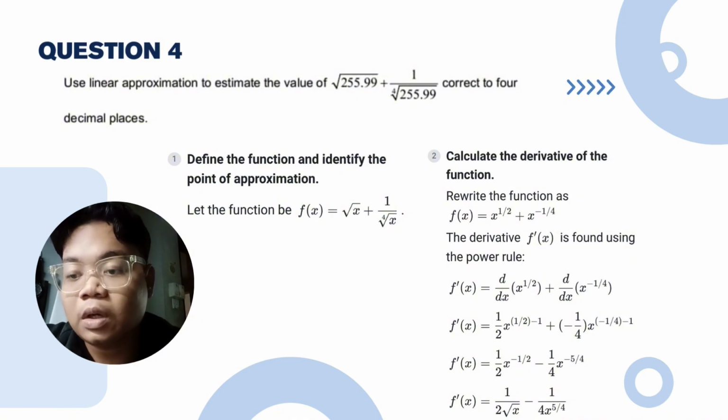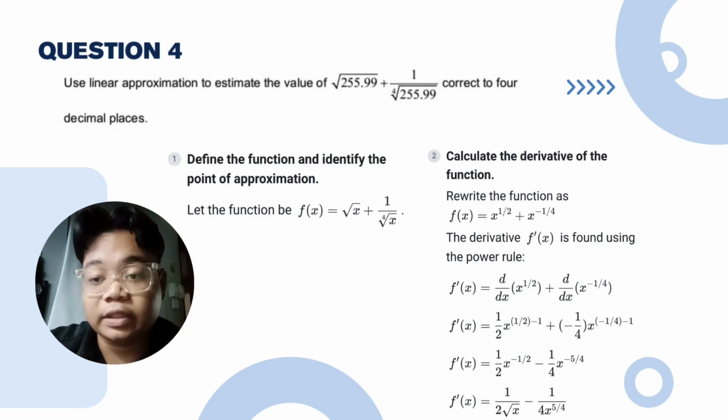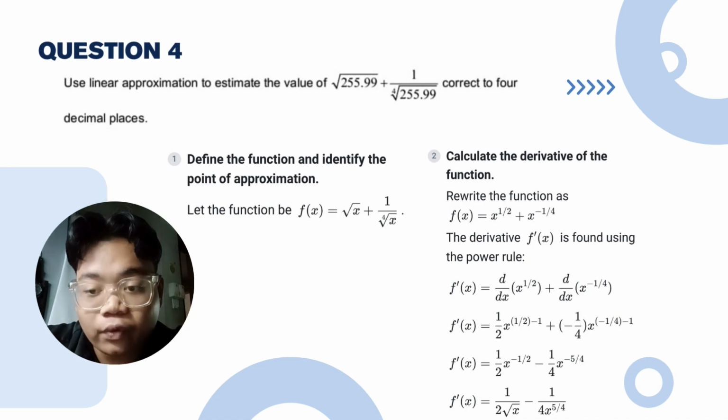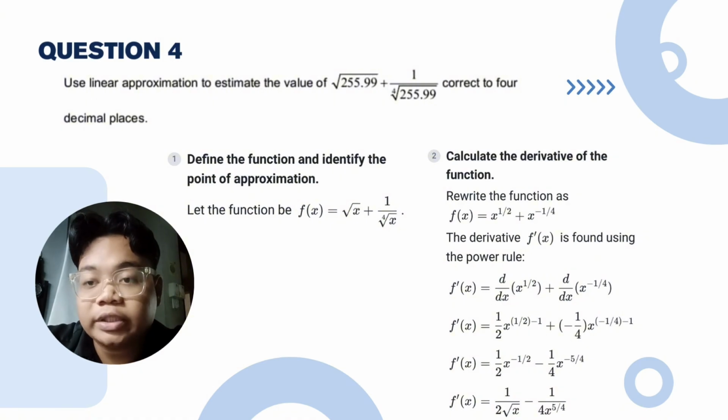Next, we will estimate the value of f of 255.99, where the estimated value is given by f of s plus ds. We will get f of s plus df, and then with the solution I've done, we will get the answer, which is 16.2496, for the answer to question number 4.